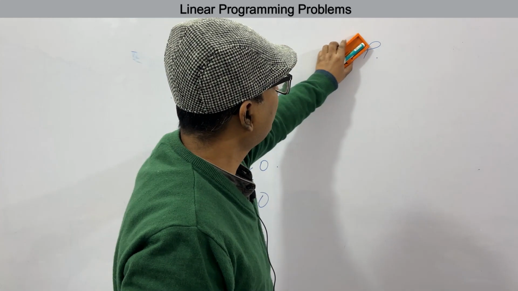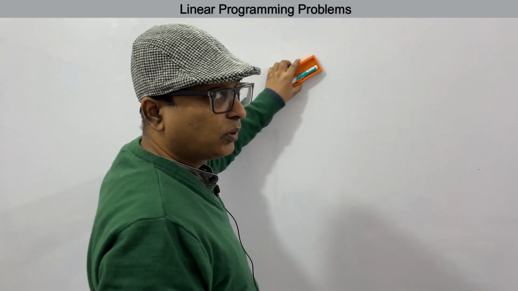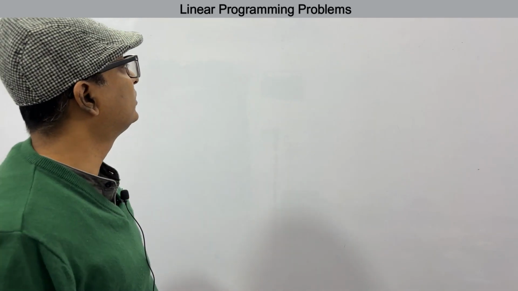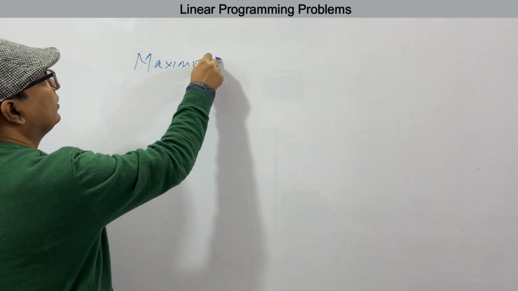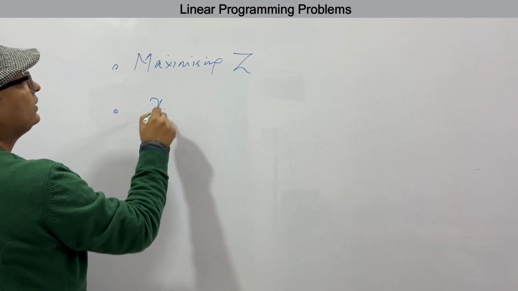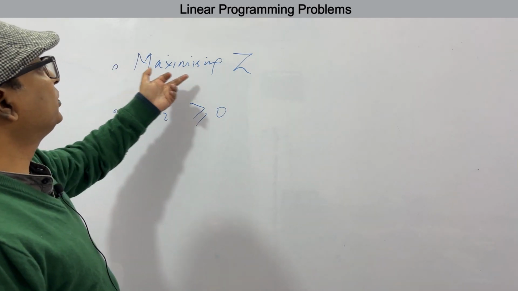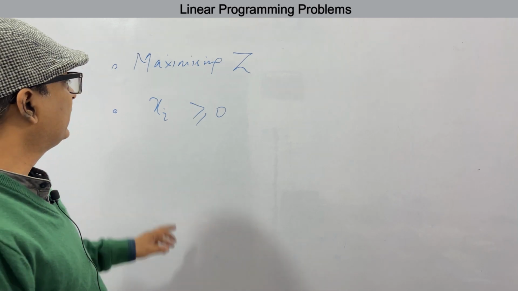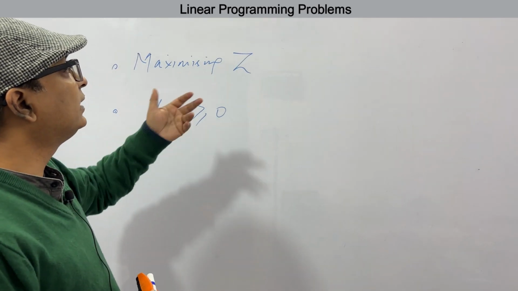So we saw two things we can observe from these two forms, canonical and standard form. First is we are talking of maximizing z only. And second is we are saying that xi should be non-negative. Now what if we have to minimize in place of maximizing? And what if one of the variables or more than one variable is negative? How to deal with that?